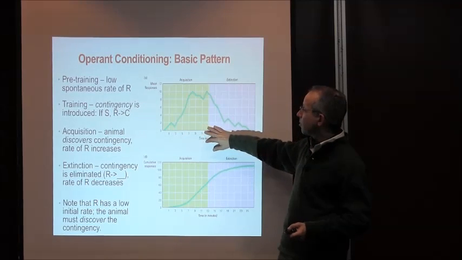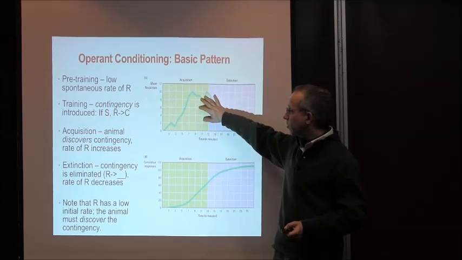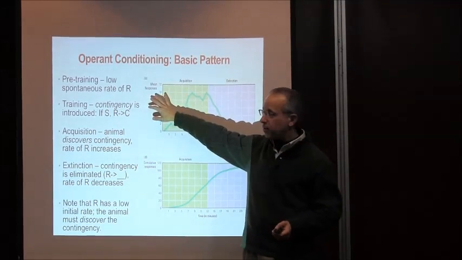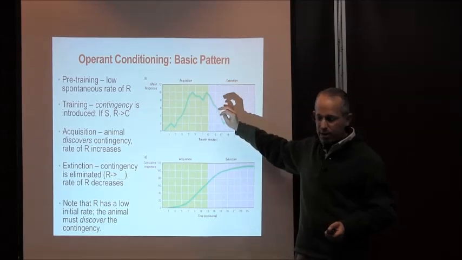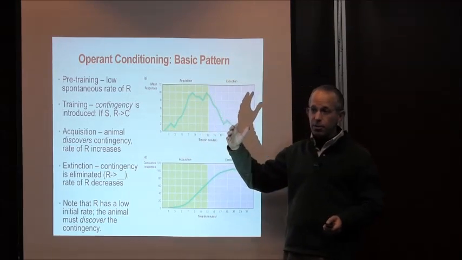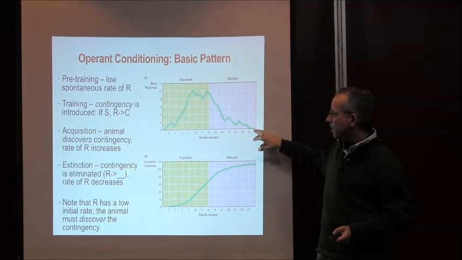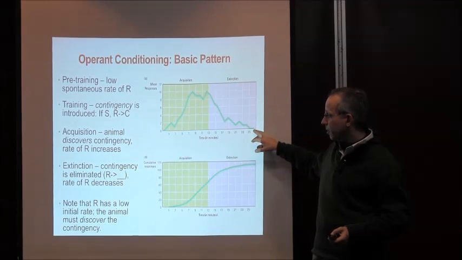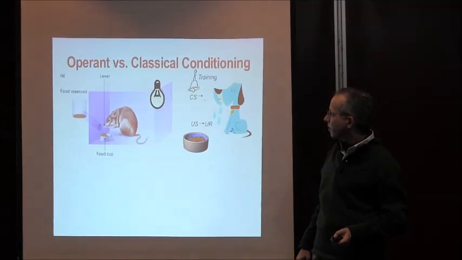If the contingency is introduced, then the responses go up much higher. This is sort of the responses in the presence of the stimulus. The animal discovers the contingency. The rate increases. In extinction, the food no longer is delivered. There's no longer this positive reinforcement, and eventually the response extinguishes. Okay? So we're going to skip over this, which is another way of graphing the data.